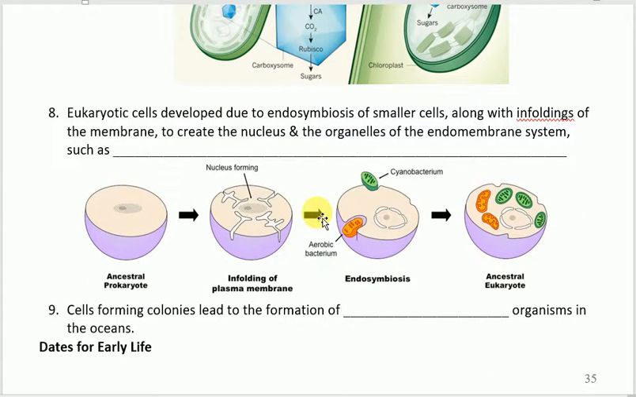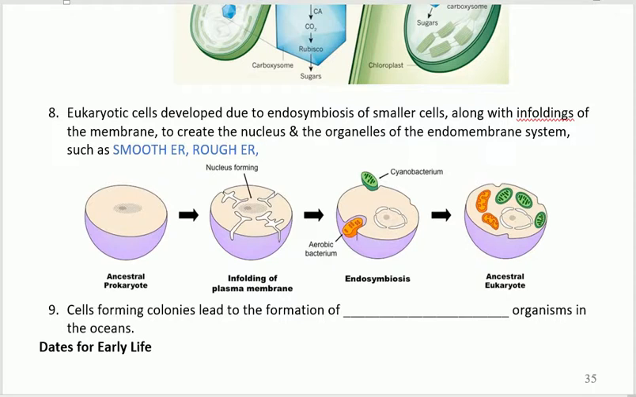Next, we've got the eukaryotic cells. They develop due to the endosymbiosis of smaller cells, along with the enfoldings of the membrane. And this created the nucleus and the organelle systems of the endomembrane system, such as the smooth ER, the rough ER, the Golgi apparatus, and the nuclear envelope.